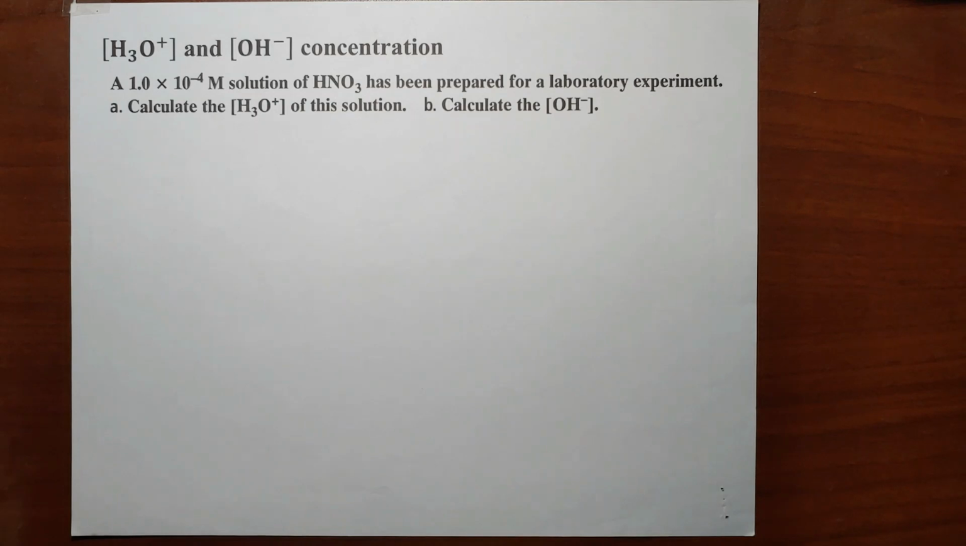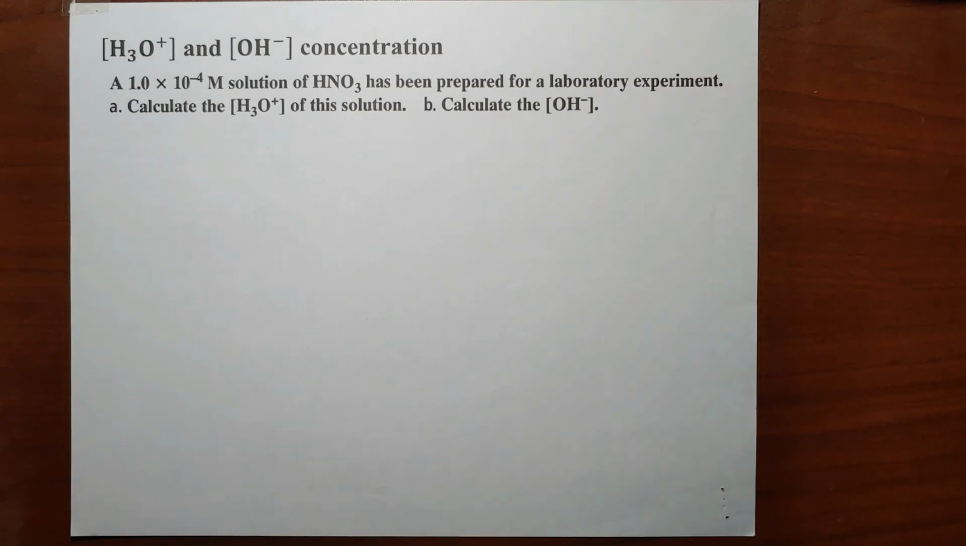Hi guys, today we're gonna learn about how to calculate the concentration of hydronium ions and hydroxide ions. So we have a 1 times 10 to the negative 4 molarity solution of nitric acid. It has been prepared for a laboratory experiment. Now, they're asking you to calculate the hydronium ion concentration for the solution, but also the hydroxide ion concentration.